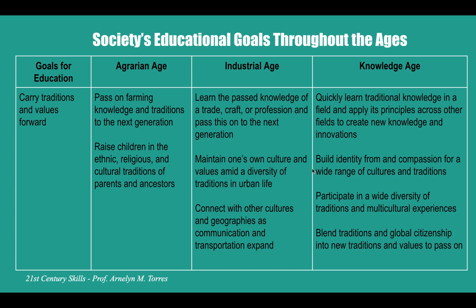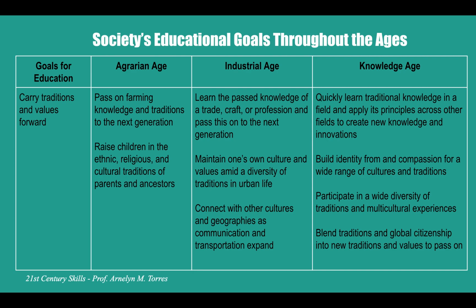Another would be to build identity from and compassion for a wide range of cultures and traditions. If we are to become a global citizen, we have to be compassionate to other people. We have to know how to respect their traditions, and we have to be able to understand these traditions.